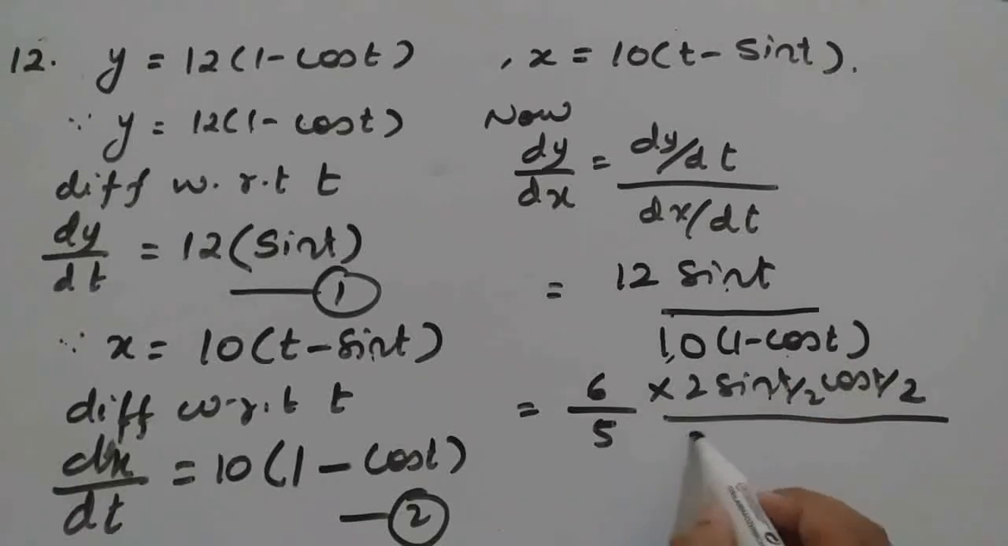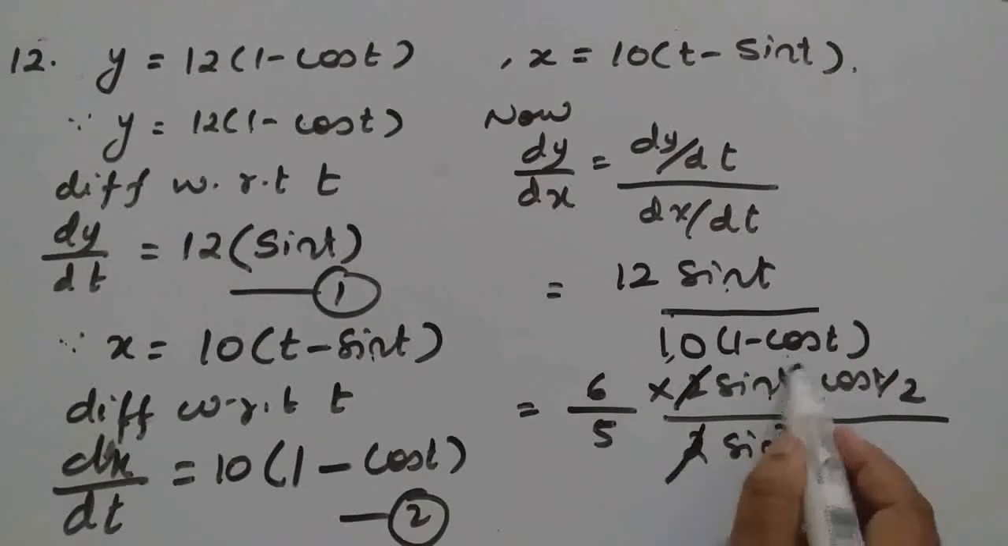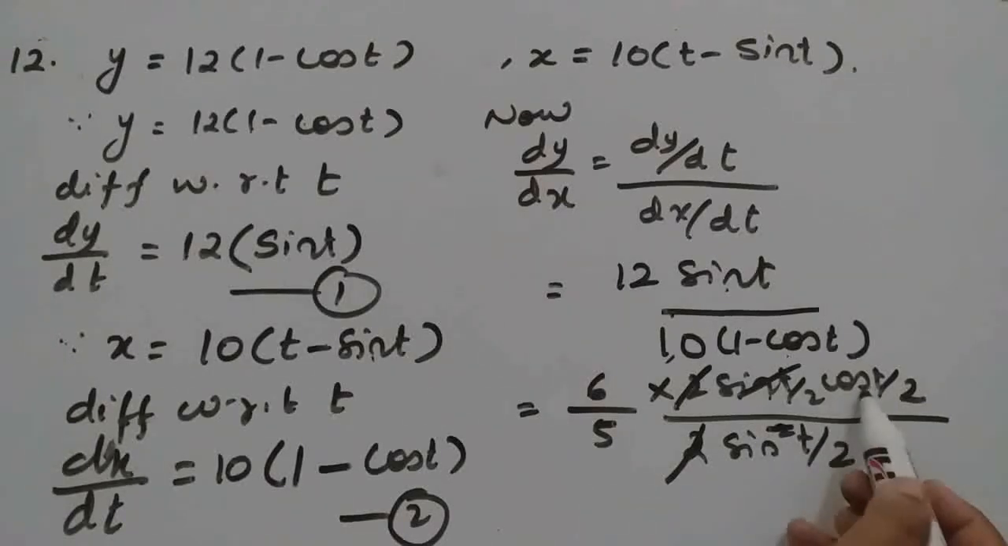1 minus cos t we can write 2 sin square t by 2, isn't it? So this 2 will go, sin t by 2 will go, cos t by 2 by sin t by 2 will be cot t by 2.